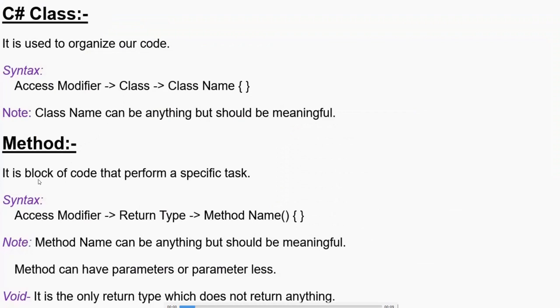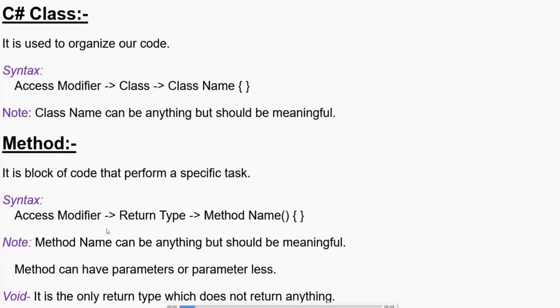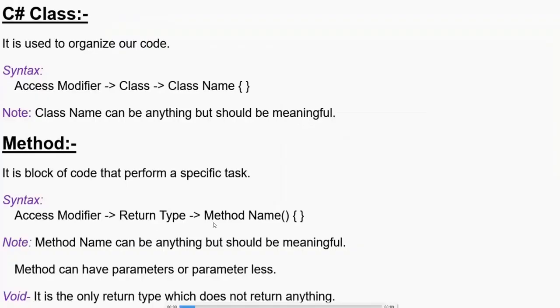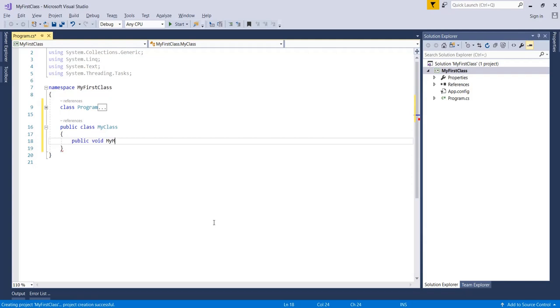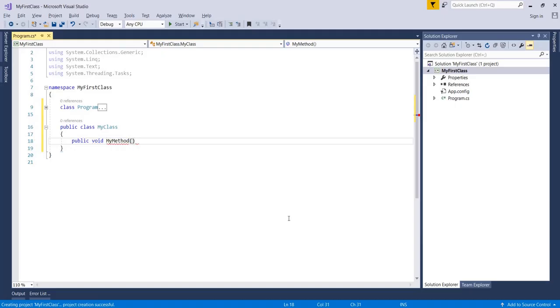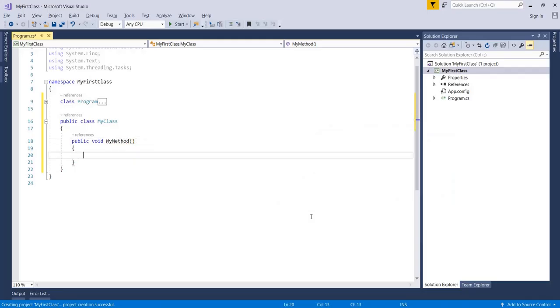Now method, it is a block of code that performs a specific task. So what's the syntax? Access modifier. The method will be inside the class. So first is access modifier, so I will give public, then return type I will give void, and then method name, so I will give my method, and then opening and closing bracket, and then opening curly braces and closing curly braces. So this is our method.